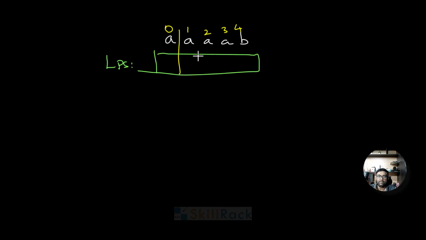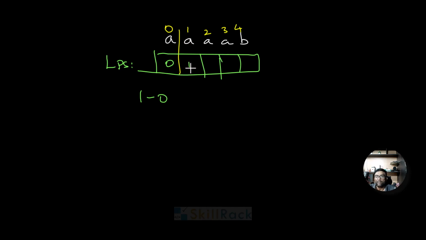Let's say we have the same string, four A's followed by B. We will write down the index values 0, 1, 2, 3, 4. Always in the first index place a 0. This is the LPS array. So now compare index 1 and 0. Are they equal? Yes. Then you increment.